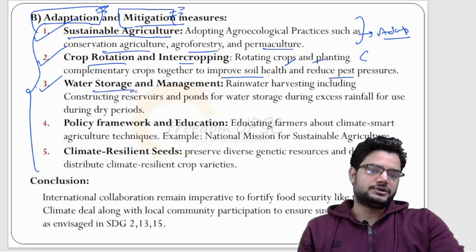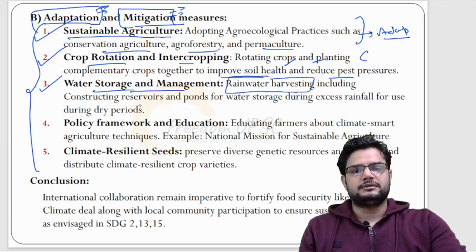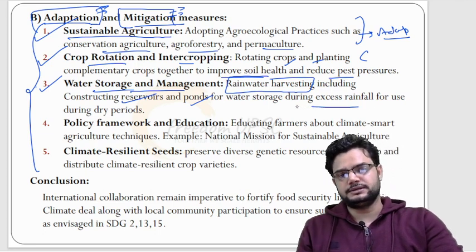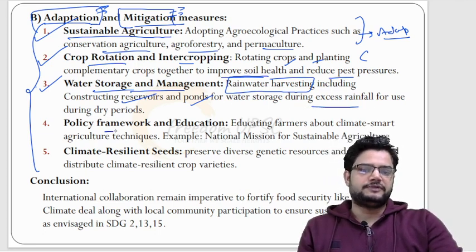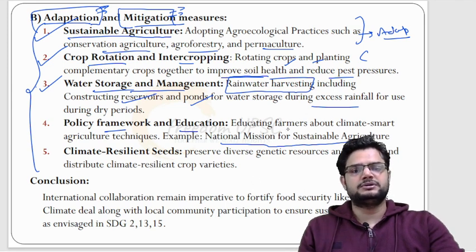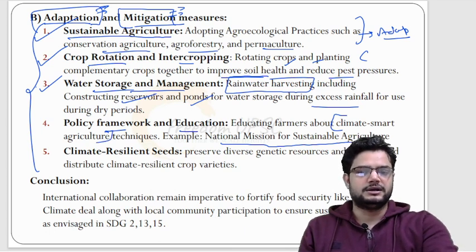Now water storage and management. We need to do water storage and management. How? Rainwater harvesting, constructing reservoirs and ponds during excess rainfall, to be used in dry periods. Then a policy framework and education need to be there. You can give an example of the National Mission for Sustainable Agriculture, where we are educating farmers about climate smart agriculture. So these are the key terms that you can include in your answer.